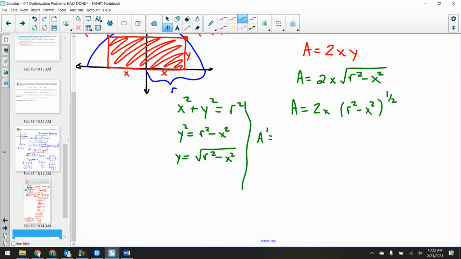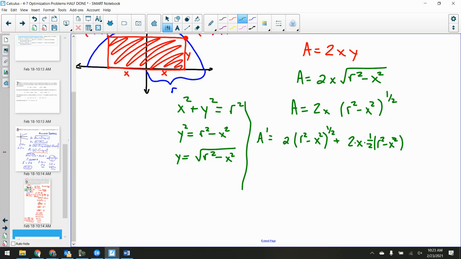So a prime is really going to be equal to, okay, we got a product rule. We got a product rule with a chain rule in it, right? All right, so differentiate 2x, that's just 2, times r squared minus x squared to the 1/2 power. That's f prime g, plus g prime f. Now, I would put the 2x here in front, and then I would bring the 1/2 out front and take r squared minus x squared. And then I differentiate the inside.